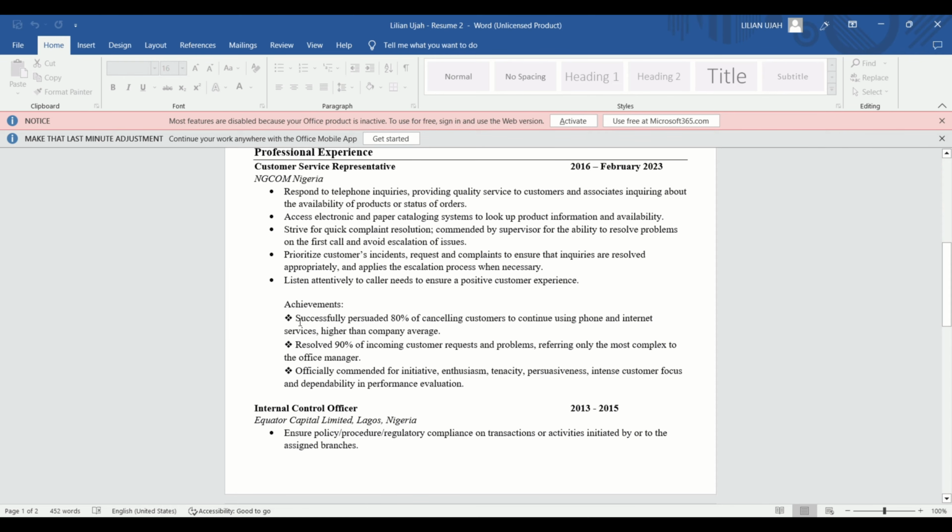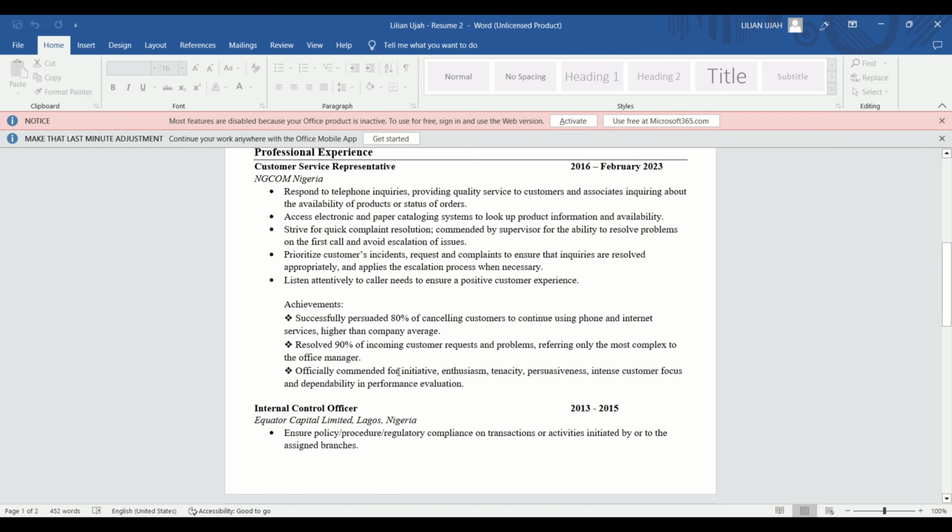Now, note this. This is why I brought this CV out. The person also went on to explain their achievements in details. Successfully persuaded 80% of counseling customers to continue using phone and internet services higher than company average. Resolved 90% of incoming customer requests and problems, referring only the most complex to the office manager.